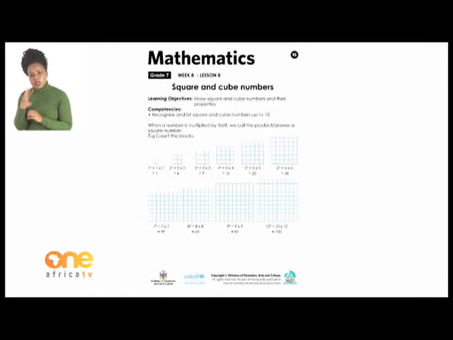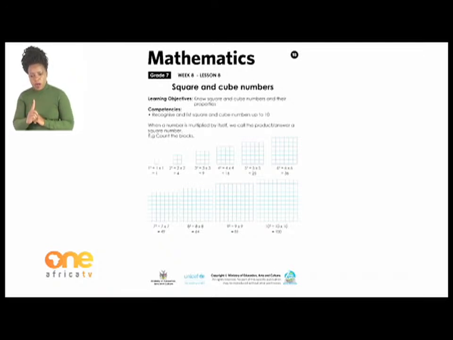The competencies: need to recognize and list square and cube numbers up to 10. When a number is multiplied by itself, we call the product, or the answer, a square number. For example, you can count the blocks. The first one there is a square, which is just 1, so that is the same as 1 times 1 to give you the product, or the square number, as 1. So 1 is a square number.